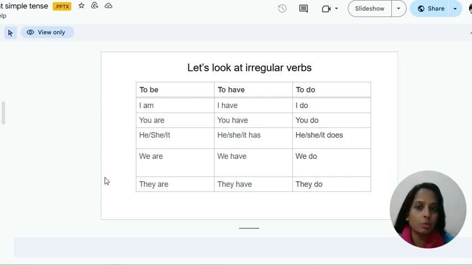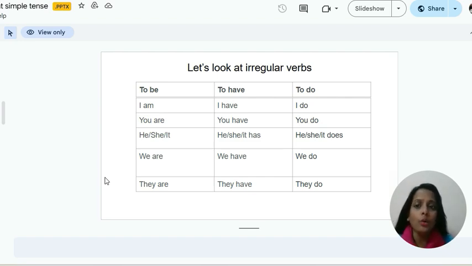In the last video, we covered the basics of the present simple tense, including its rules and keywords. Now we are going to dive even deeper to explore more about how and when to use the present simple tense. So let's get started.